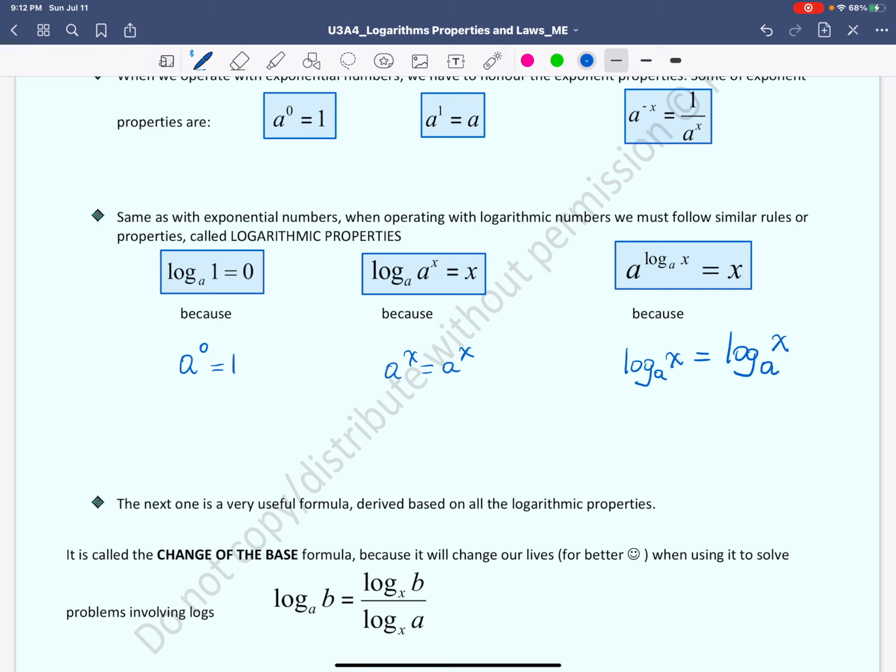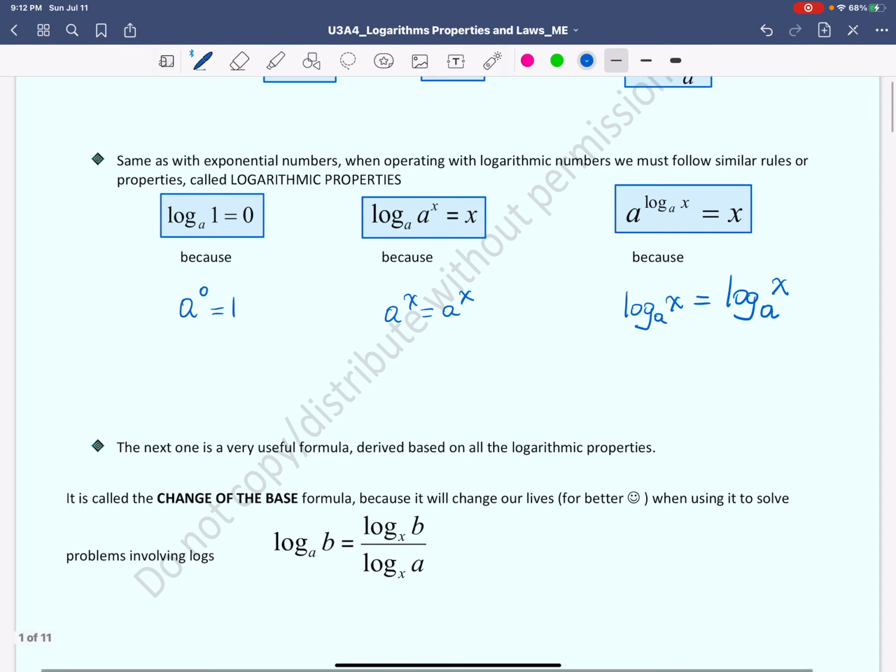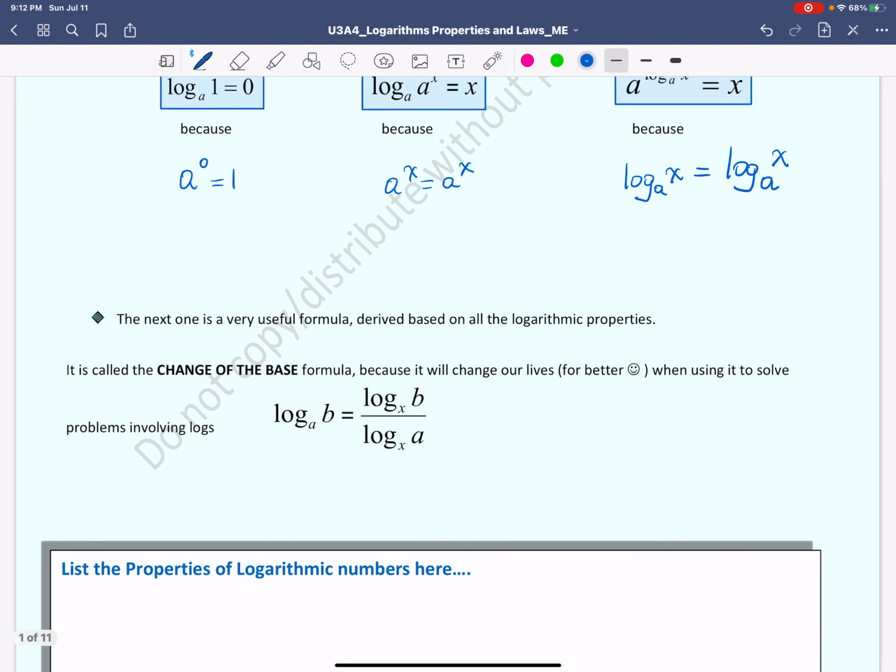Now, why do we need all these formulas? We need to learn how to operate with logarithmic terms because we need to learn how to simplify logarithmic terms, because they help us solve equations that involve logarithmic terms. And in return, they help us solve problems where logarithmic equations are needed to solve them. The next one is a very, very useful formula, probably my favorite. This formula is based on all the logarithmic properties. It is called the change of base formula.